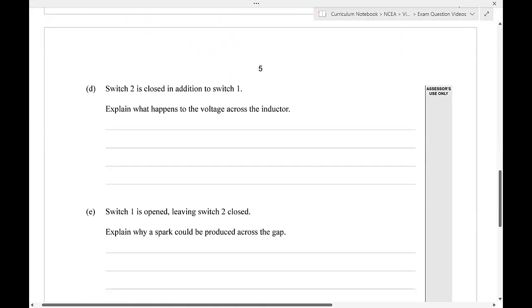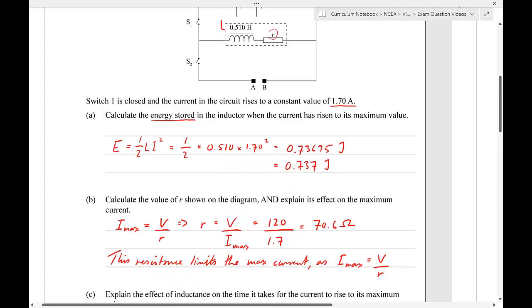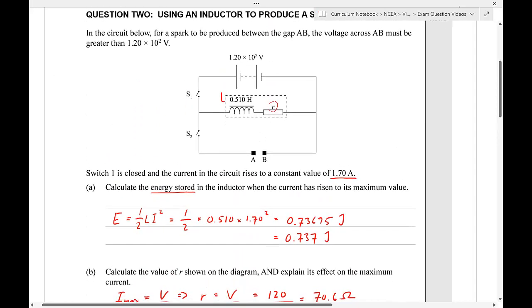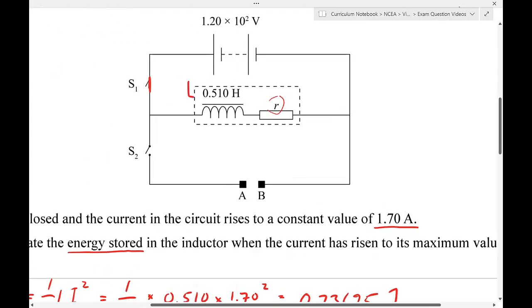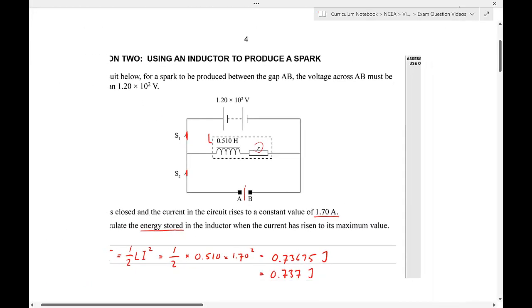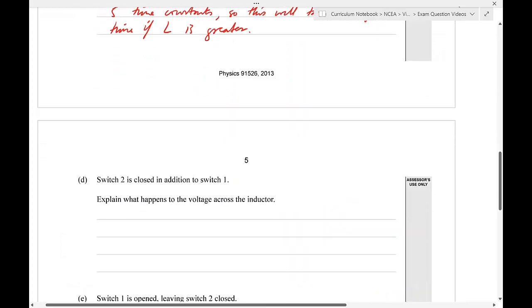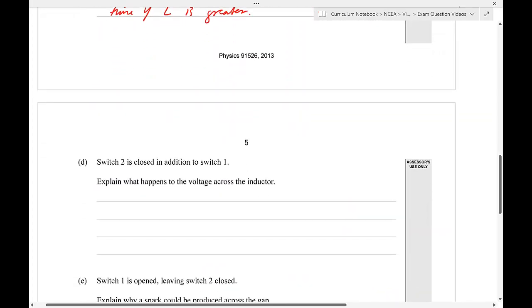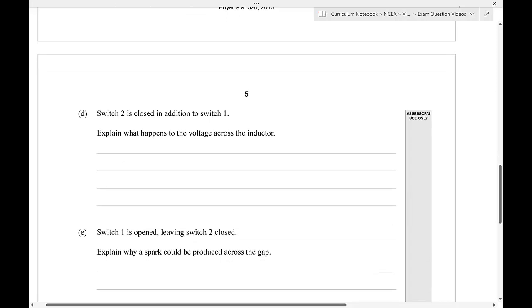Switch 2 is closed in addition to switch 1. Explain what happens to the voltage across the inductor. Okay, let's have a look at this circuit. So we've closed switch 1 here, and we're now closing switch 2 as well. But there's a gap here in the circuit, so switch 2 is just going to introduce a circuit that's not closed. So that's not going to do anything. That's a strange question, but so be it. I guess we need to recognize that actually closing that switch isn't going to do anything.